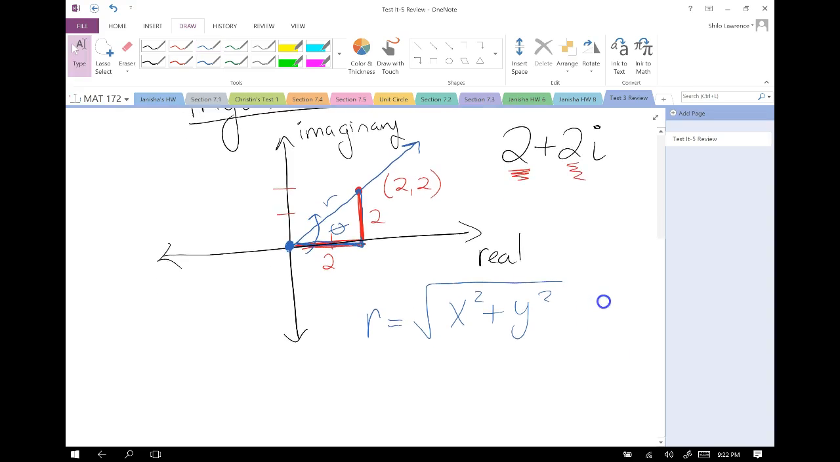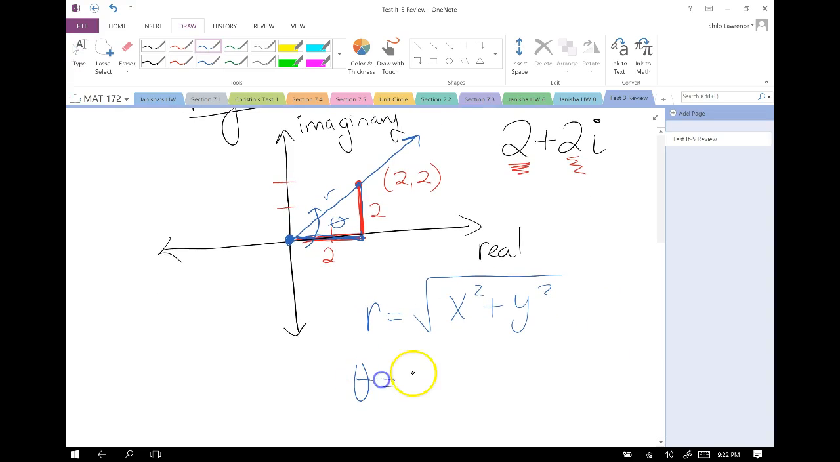And to get theta, we would just do tan inverse of y over x. You need to be careful when you do this, though, in your calculator, because you have to take the quadrant that you're working in into account. So be really careful of your quadrant. Now, sometimes the trigonometric notation wants you to use radians, and sometimes it wants you to use degrees. So also be careful of the directions on the problem and how they want you to enter your answer.